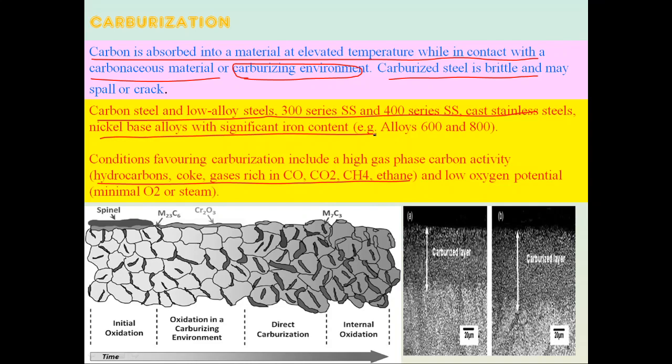Here you can see for steel, this is the carburized steel, and this is normal steel. Here you can see the carbon has diffused into and been absorbed by the metal, and further carburized and made the metal weak. Here also you can see to a greater extent, up to here the metal got carburized. This is normal metal.